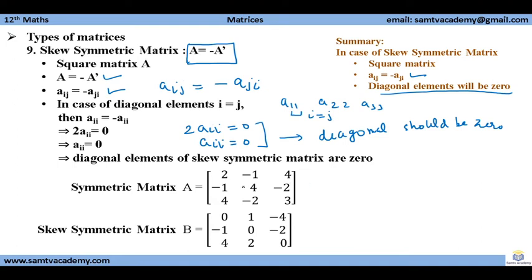So this is a symmetric matrix in which diagonal elements are not 0, and this is a skew symmetric matrix in which diagonal elements are 0. In a symmetric matrix A12 is equal to A21, but in a skew symmetric matrix A12 should be equal to minus A21. What we can see here is A12 is equal to minus A21. Similarly, A13, first row third column, is equal to minus the third row first column, which is 4. So this is a skew symmetric matrix.